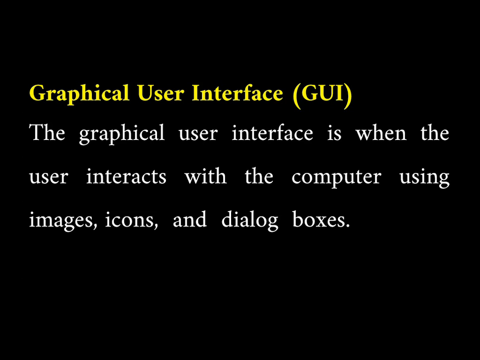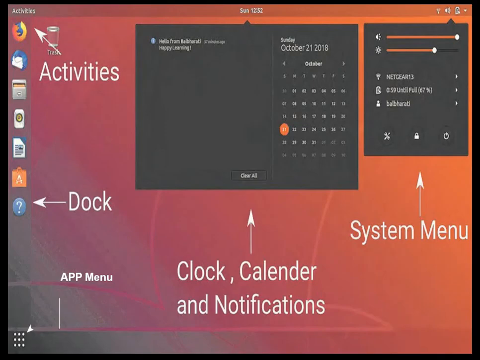GUI means graphical user interface. In Windows, we click on images or icons, or sometimes we open a dialog box to interact with the computer to do a particular task. So that is called the graphical user interface, when the user interacts with the computer using images, icons and dialog boxes. So let's see the Ubuntu desktop screen.